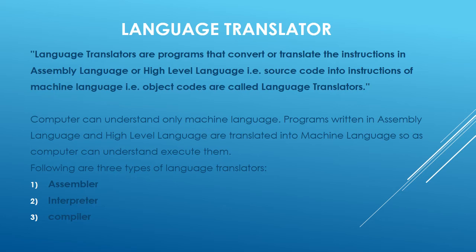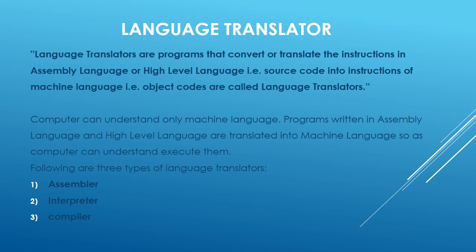Now let's talk about the language translators. Language translators are programs that convert or translate the instructions in assembly language or high-level language, that is source code, into instructions of machine language, that is object code. So a language translator is basically converting the source code into the object code so that the computer can easily understand the commands given by the programmer and can perform the certain task. The computer can understand only machine language. We already know that. Programs written in assembly language and high-level language are translated into machine language so the computer can understand and execute them.